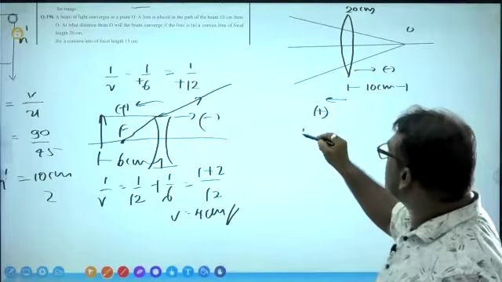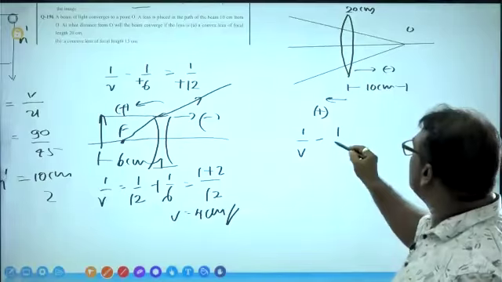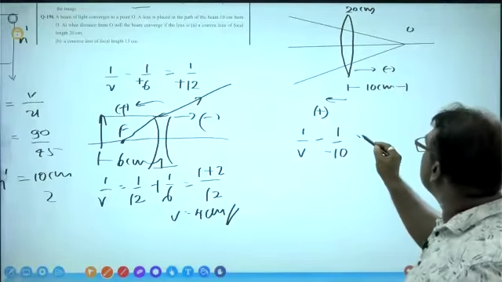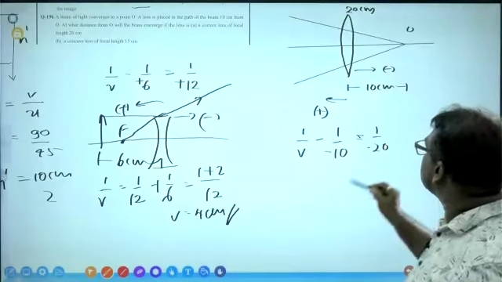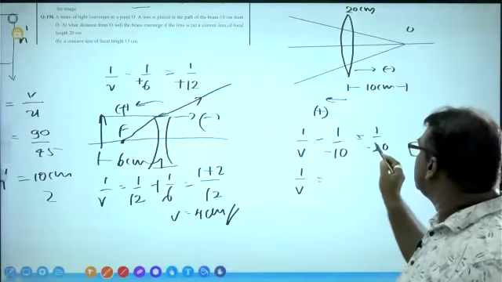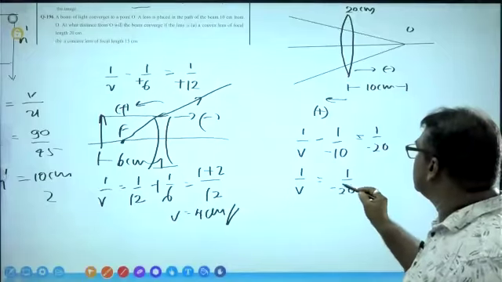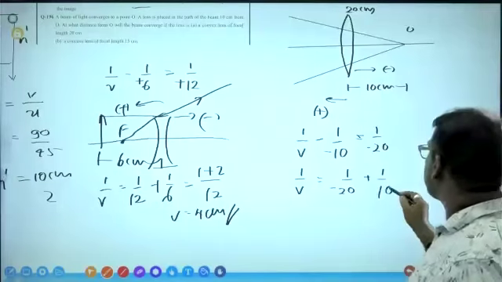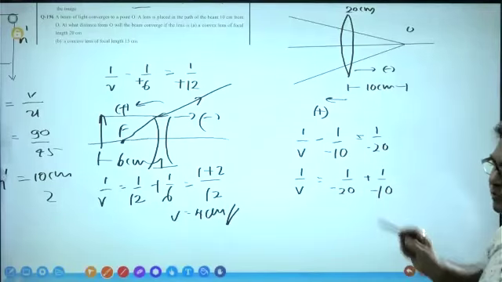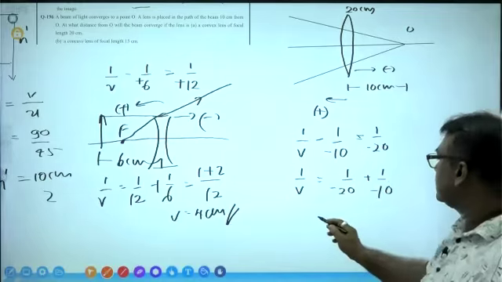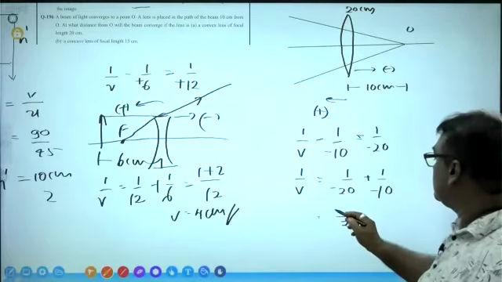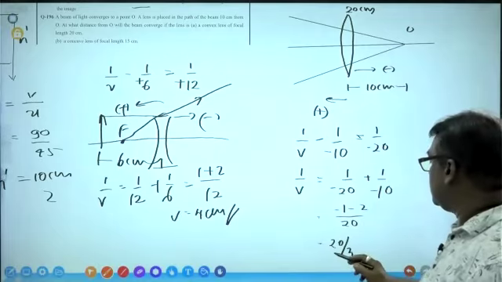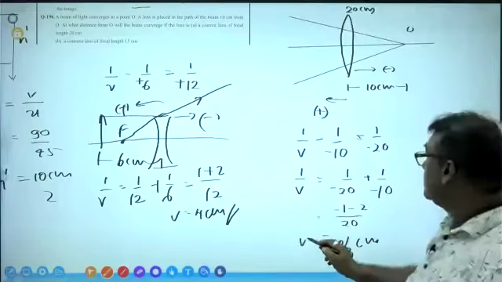Applying the lens formula. 1 over V to be found. 1 over U, 10. Sign is minus. This side equal 1 over 20 minus. 1 over V equal 1 over 20 minus. Minus minus plus taken into the other side. Becomes minus. Common denominator 20. Minus 1 minus 2. 20 over 3 minus centimeters.